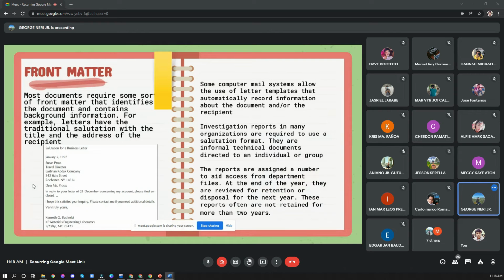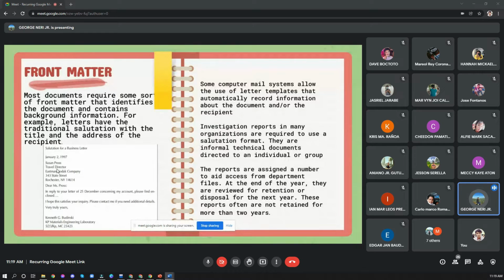So front matter. Most documents require some sort of front matter that identifies the document and contains background information. For example, letters have the additional salutation with the title and the address of the recipient. So, like, makita ninyo ang mga nagsulat or address kung asa siya gikan or like nagbutang siya kung kano sa gisulat or maybe kinsa ang gipadalaan like anak ba or tiyatagan sa business letter.